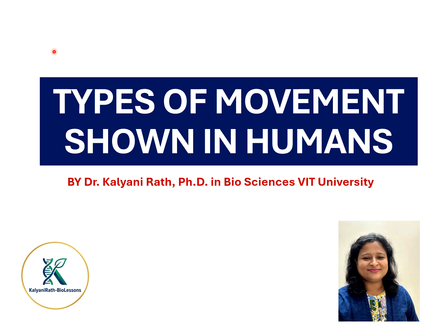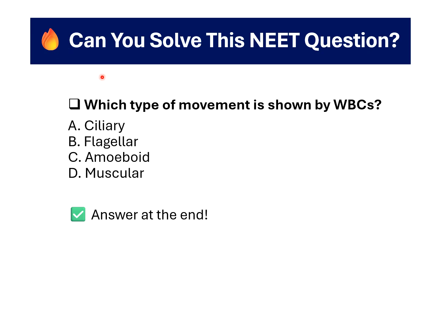Did you all know that the human body shows 4 different types of movements? In today's class, we will be learning about this. But before that, let's try to solve this question. Which type of movement is shown by the white blood cells? Choices are ciliary, flagellar, amoeboid, and muscular. Keep your answers. We will be finding it towards the end of the video.